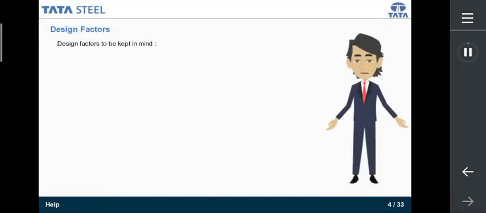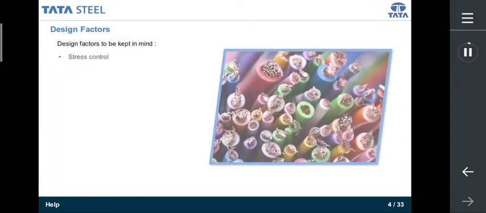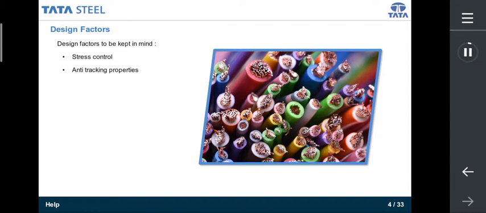Several factors need to be kept in mind while designing the power cables. They are stress control, anti-tracking properties, general features or weathering. Let us take a deeper look at the first factor, stress control. We consider the following aspects in terms of stress control for a power cable.